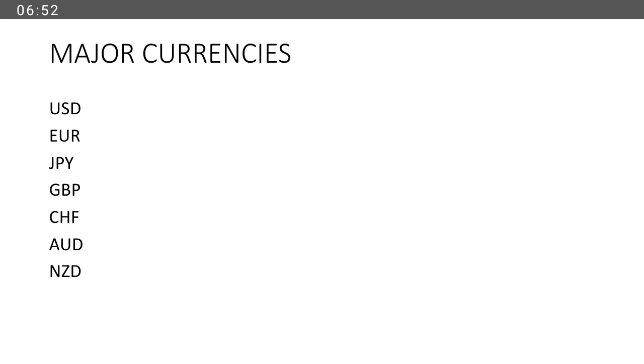We have the GBP, which is the Great Britain pound. We have the CHF, which is the Swiss franc. We have the AUD, which is the Australian dollar. Then finally we have the NZD, which is the New Zealand dollar. Those are the major currencies traded in Forex.